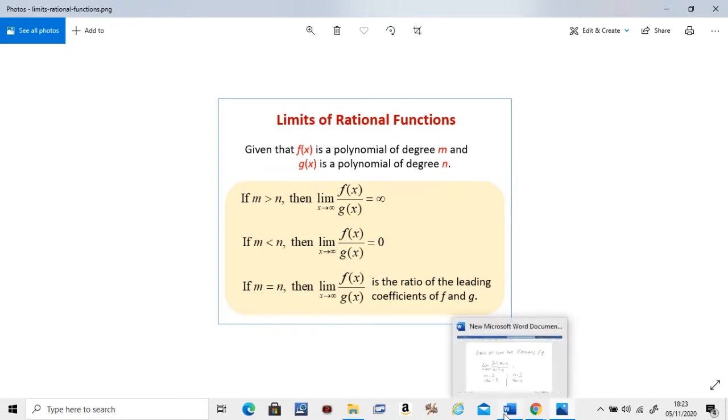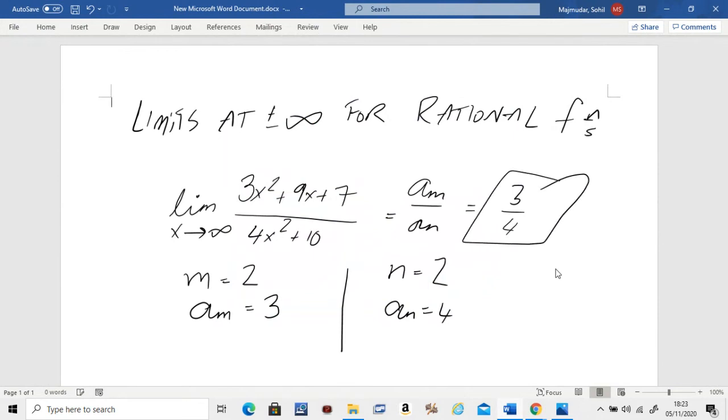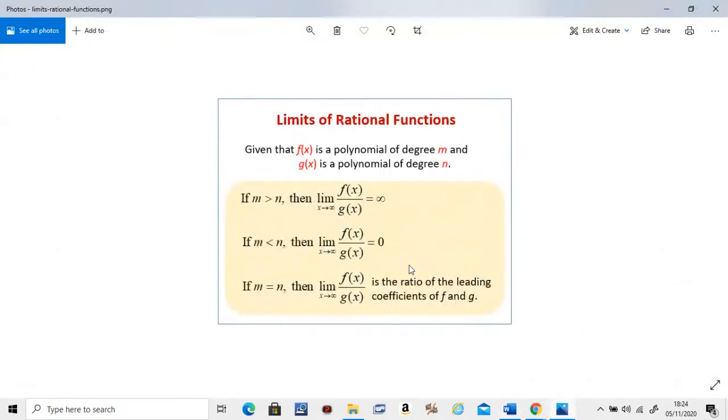What does that mean? The answer to this problem is a_m divided by a_n, which is 3 divided by 4. Just like that, you get the answer. So do this in these steps: find m, find n, find a_m, find a_n, and then use the list of formulas to get the answer.